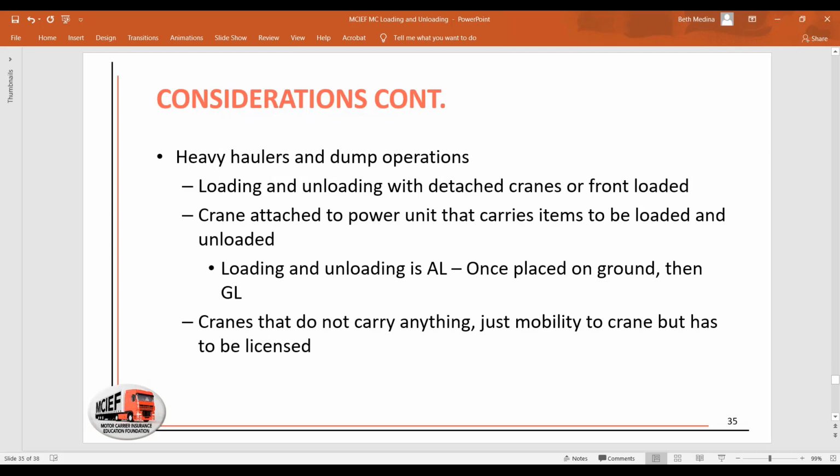Lastly, heavy haulers and dump operations. Loading and unloading with a detachable crane or front-end loader, those would always be covered under loading and unloading by the GL policy because they're mechanical devices that have to be unloaded or not. So it would be auto, but if we have a crane attached to a power unit that carried the item, now that would be auto liability until it's sitting on the ground. Unless the crane that is not carrying the item is being used, then that would be GL. So that would be the questions that you would have addressing those gray areas.